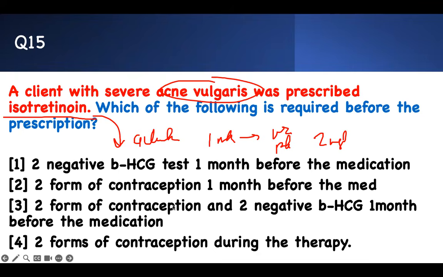So which one is more comprehensive? 2 negative beta HCG tests 1 month before. Okay, this is good. 2 forms of contraception 1 month before the medication. Okay. This said 2 forms of contraception, it covers B, and 2 negative beta HCG 1 month before covers A. So this sounds comprehensive. This said 2 forms of contraception during. No, the question said before. So this number 3 is much better.